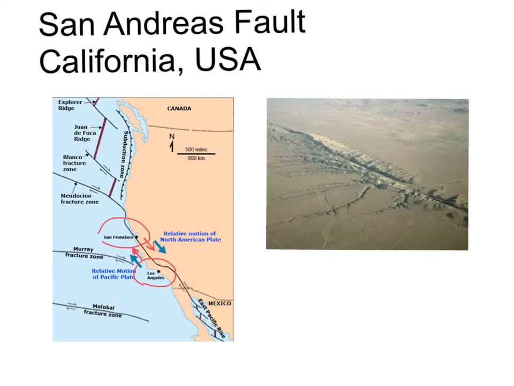And this is just an aerial view in the picture to the right of the San Andreas Fault, which is the name of the fault that runs right through the state of California and between LA and San Francisco.